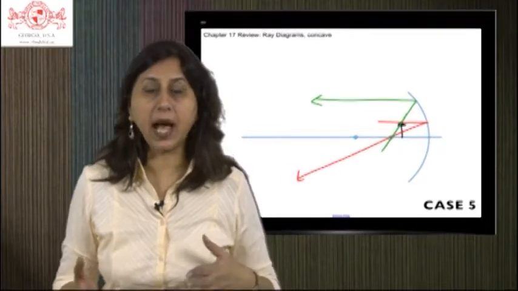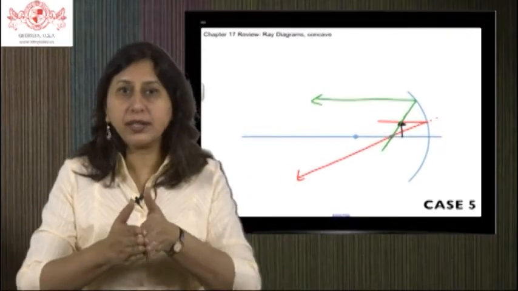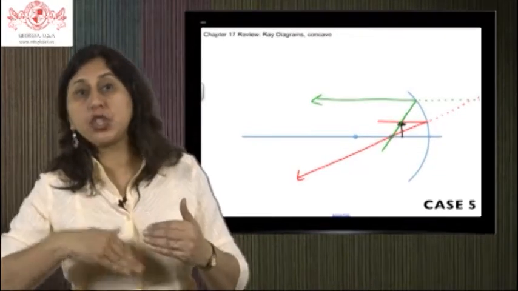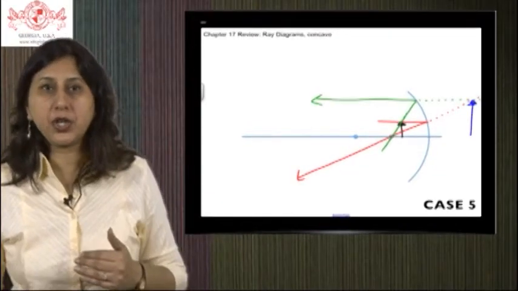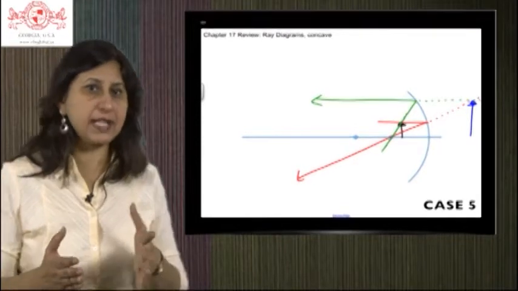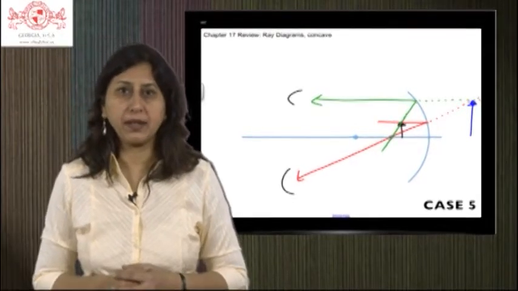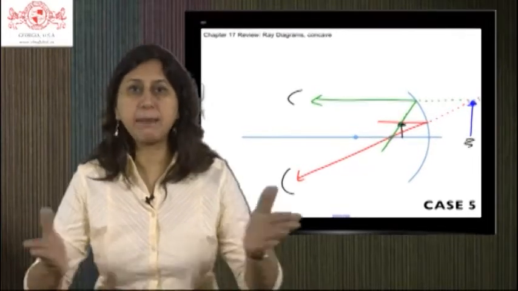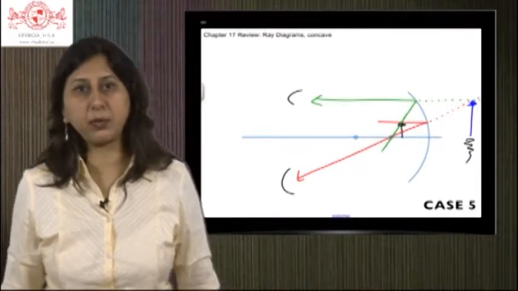The light rays are made to converge. They can never converge in front of the mirror. They converge behind the mirror. So that by definition is a virtual image. The image is upright, it is bigger and so has a magnification which is greater than 1.